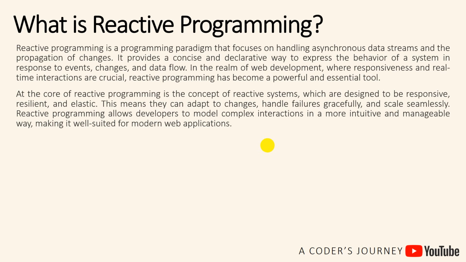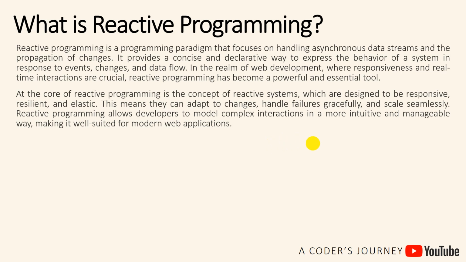Now, this means reactive systems can adapt to changes. They are elastic: when something happens or changes, they are able to adapt. They handle failures gracefully, so they are resilient. If something bad happens, the system doesn't crash altogether. It can handle failures in a graceful manner, even though some failures are bound to happen. They are probable, they will happen, but the system is prepared to handle them gracefully. And it can scale seamlessly. Of course, it is elastic.